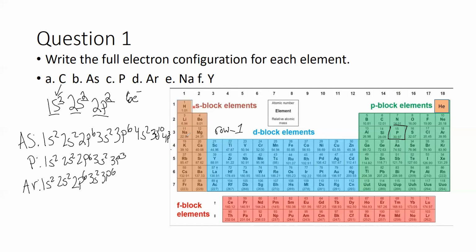1s2, 2s2, 2p6, 3s2, 3p6. That's argon. Sodium. 3s1 is where we're going to end up. 1s2, 2s2, 2p6, 3s1.